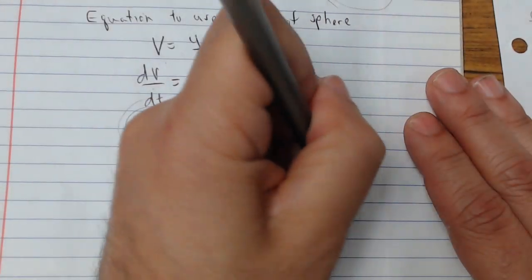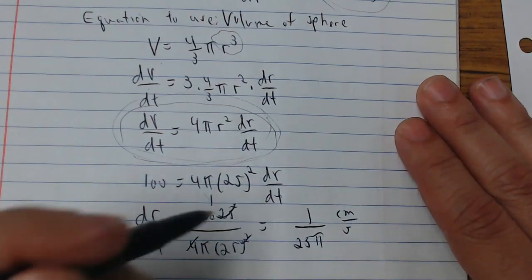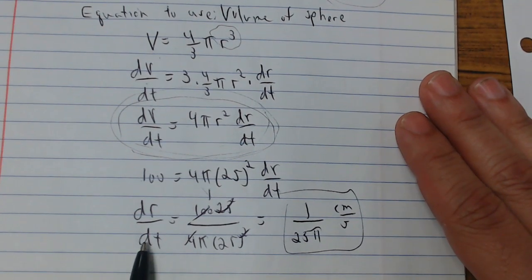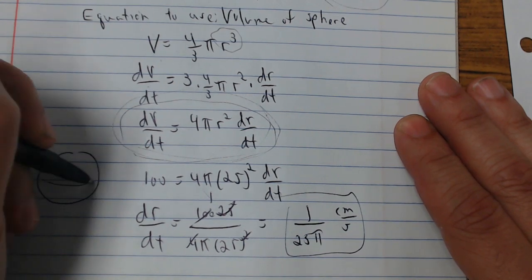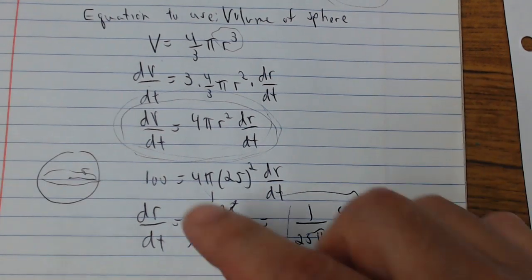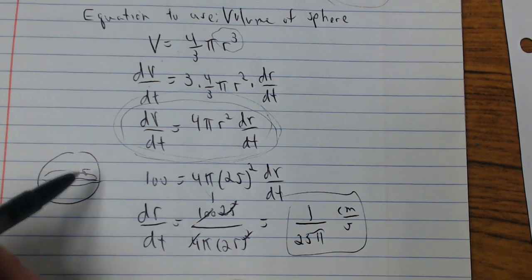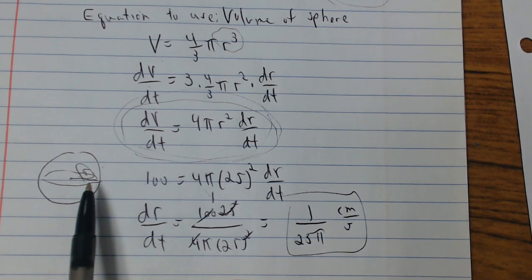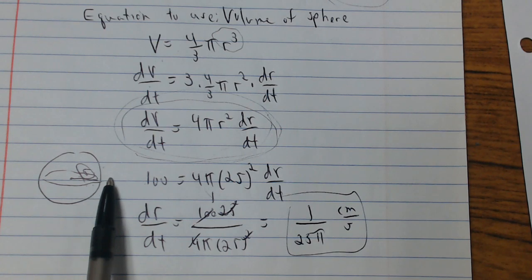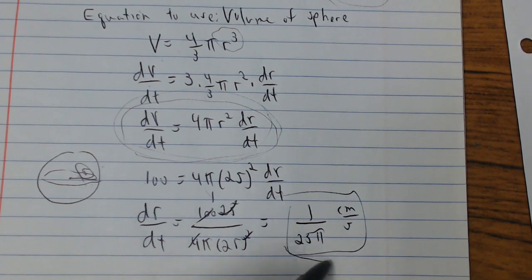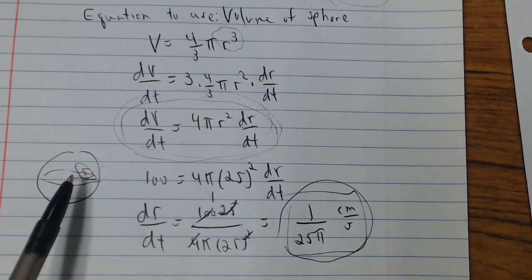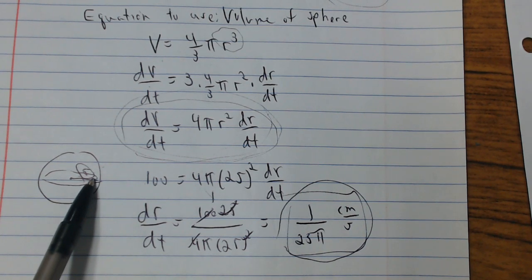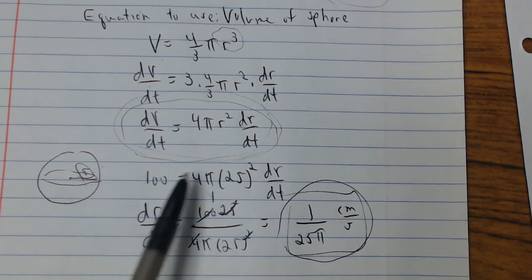It's centimeters per second. So what is this answer saying? It's saying, look, you're pumping, so we have a balloon here. I'm pumping this with air, okay? The second that the radius is 25 centimeters, the radius is increasing at a rate of 1 over 25 pi centimeters per second. I think this is so cool because we're actually finding the exact rate at which the radius is increasing once the radius is 25 centimeters.